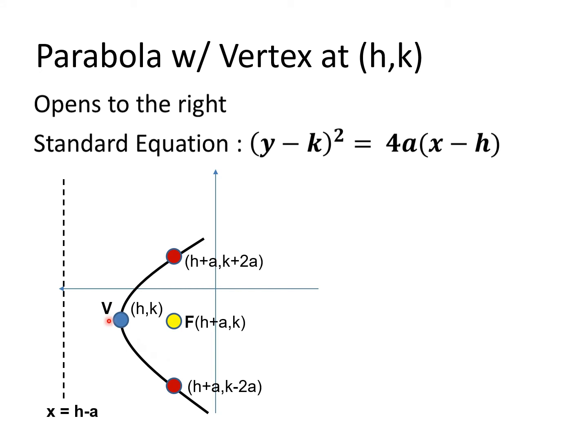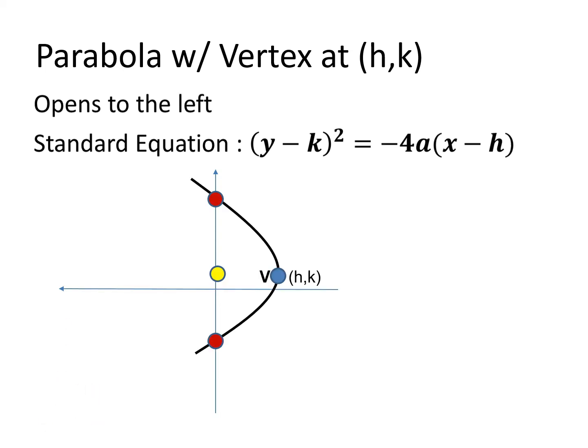And this time, the equation of our directrix will be x equals h minus a, because from the x-coordinate of our vertex, we move a units to the left, so h minus a. So this is the equation of our directrix. And the same for the one that opens to the left.